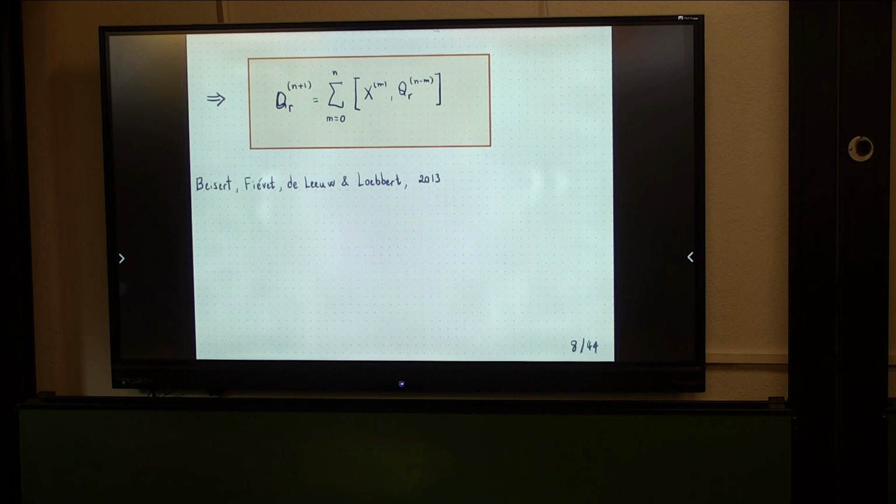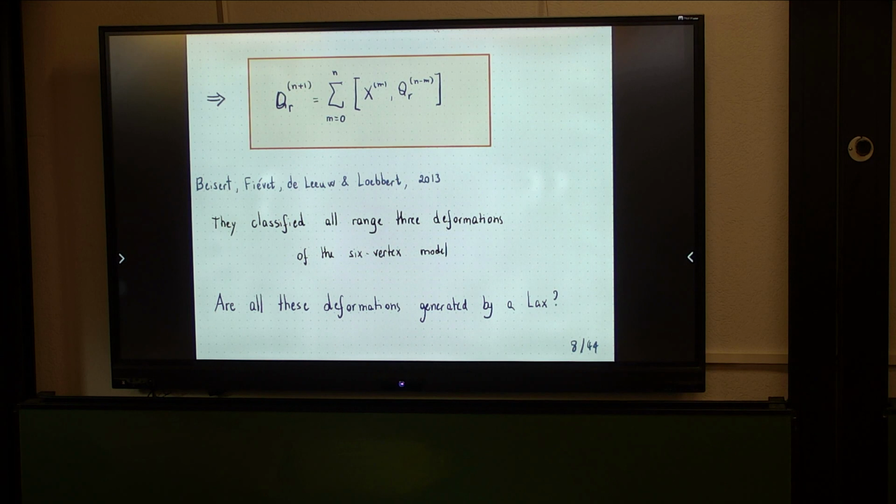And in this paper in particular, among other things, they classified all the range 3 deformations of the 6 vertex model. All range 3s. In our question, since this deformation equation is not proved, the question is whether or not all these deformations correspond to a Lax operator. It could be that they don't. So this is one of the questions we would like to answer.